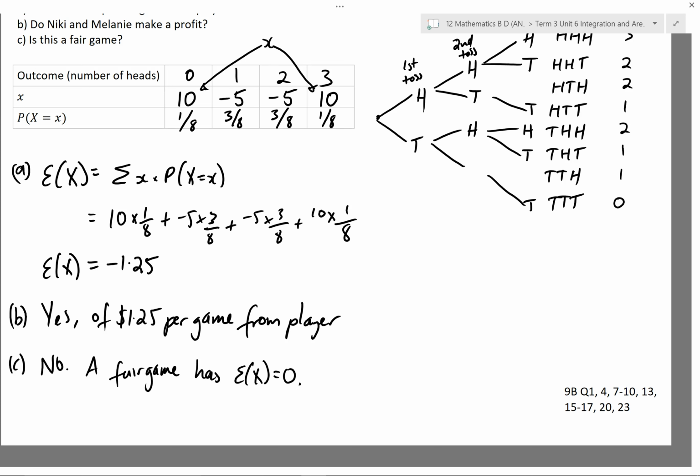So that's the idea of expected value. It's what happens in the long run. Here's some questions for you to have a go at. Good luck.